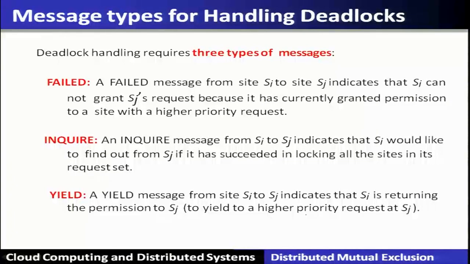To handle the deadlock in Maekawa's algorithm, there are three different types of messages. The first one is called the failed message. A failed message from a site Si to Sj indicates that Si cannot grant Sj's request because it has currently granted the permission to a site with a higher priority request. Take this example. Let us say this is Si and Sj. Si is requesting a lock; this will be given a failed message if Sj has already given it to a high priority process and this Si is a low priority process.